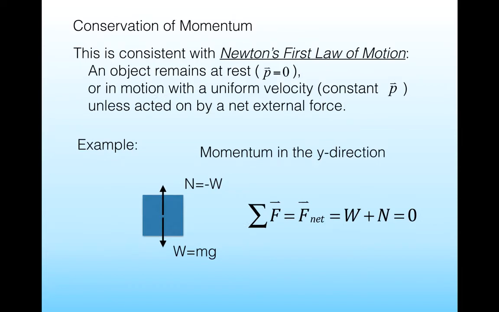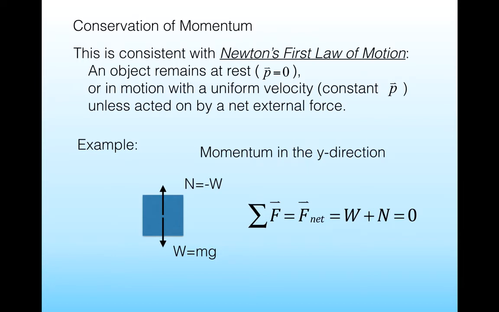And this is, of course, consistent with Newton's first law of motion, which basically says that an object remains at rest if there's no external net force acting on it, or if an object is moving with a constant velocity, in that case it'll have a constant momentum, and it will not change its velocity unless an external force acts on it. So this is exactly the same thing that we've already talked about, just now using different language and talking about the momentum as the thing that is conserved.